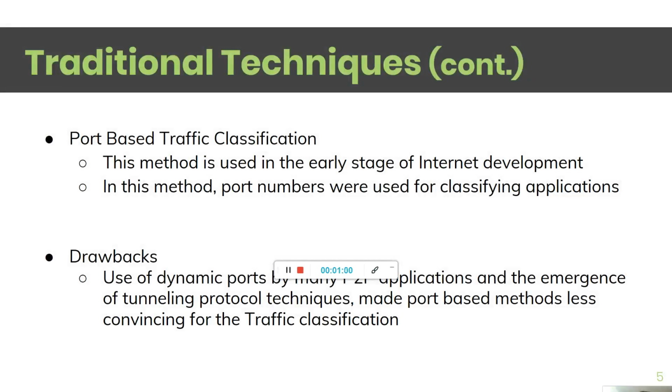For the port-based techniques, the traffic classifiers look at the port numbers of the packets, and using the port numbers they identify the type of service within that flow. However, the problem with this is that modern applications use dynamic port assignment where they change the port numbers within the same flow, and that makes it challenging for the algorithms to identify the type of applications just by looking at the port number.